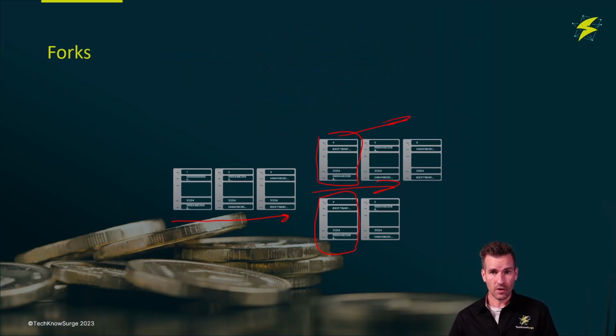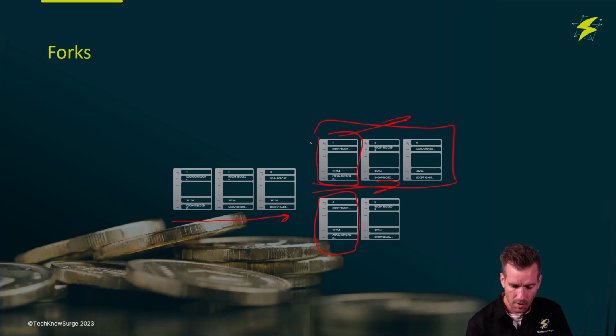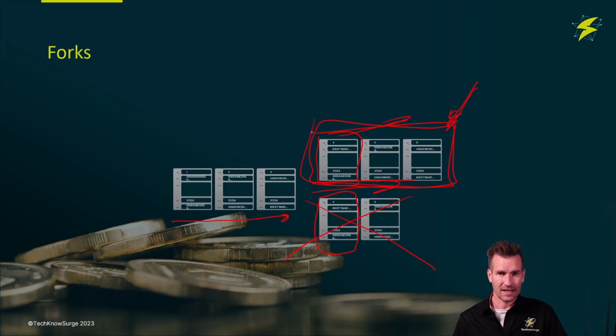The technology realizes that this is going to happen and compensates by getting rid of one of the branches. It's got to choose one of the branches to get rid of, and it's going to choose the branch that has the most solved blocks. So in this case, it would choose this branch right here and do away with the other branch. And everyone would accept that this is the accurate and correct ledger.